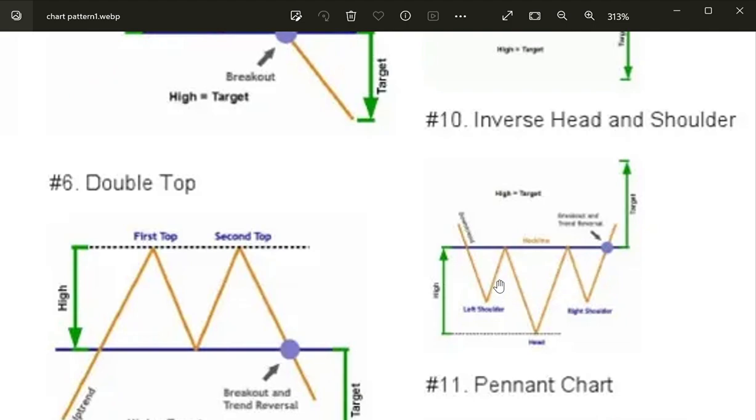Inverted head and shoulders, basically just an upside down head and shoulder. The price didn't have enough volume or strength, and it got rejected. The volume was strong enough to continue it up.